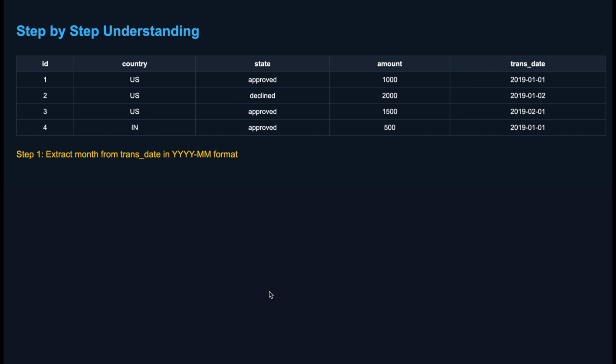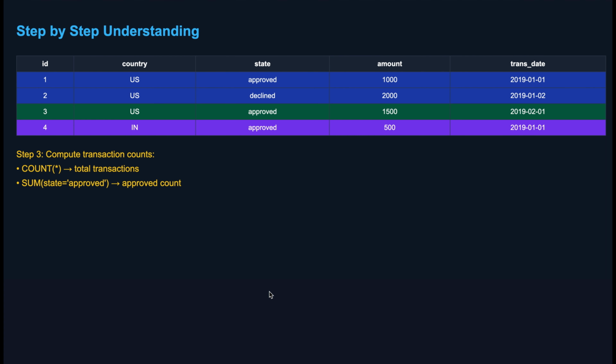First of all, we need to extract the month from the transaction date. So we convert the date into YYYYMM format because our aggregation is happening at the monthly level, right? Now we group the data. So we group by the extracted month and the country. At this point, each group represents all transactions for a specific country in a specific month. And notice how the rows are logically grouped based on these two columns, right?